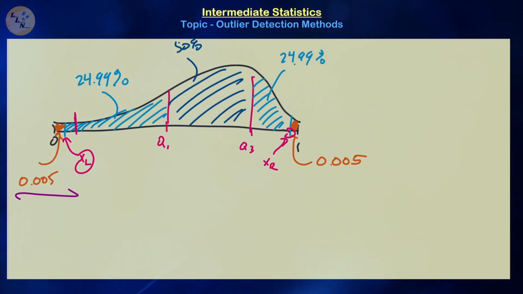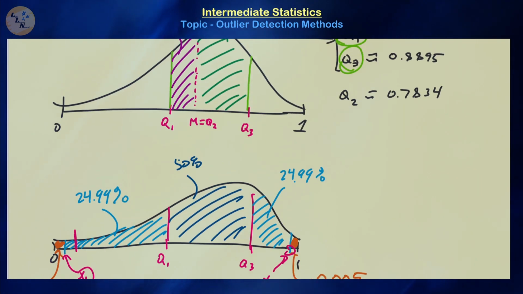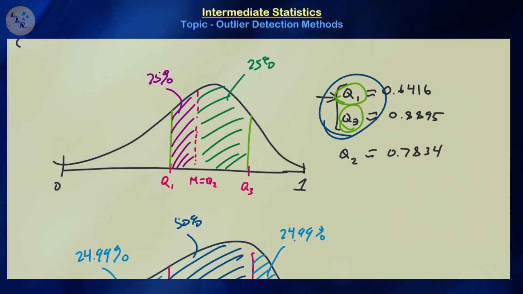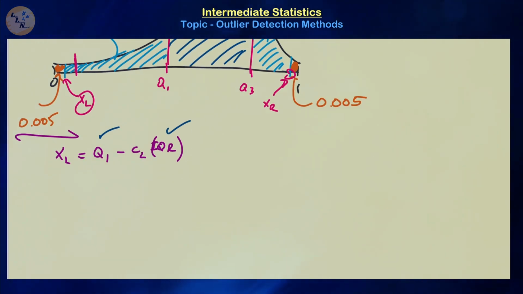So how would we go about that? We know that XL is going to be equal to Q1 minus the lower boundary of the interquartile range. So we know what Q1 is, and we should be able to find XL. So how are we going to find XL? Well, firstly, we can find the interquartile range by subtracting Q1 from Q3. So the interquartile range is going to be equal to Q3 minus Q1, which is approximately 0.2479.